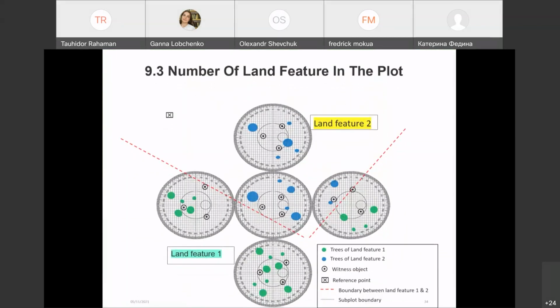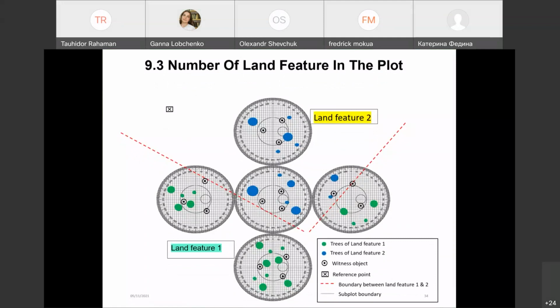So this is the land feature in the plot. For example, if we have more than one land feature in a particular plot, then what percentage belongs to which land feature? In this case, we are using this form, and each subplot has 256 grids, and each grid is 2 meters by 2 meters.